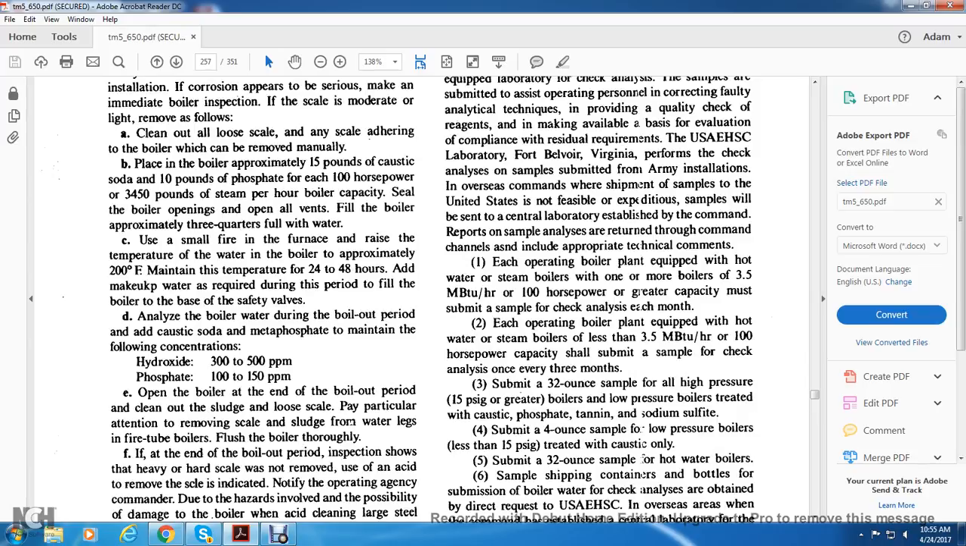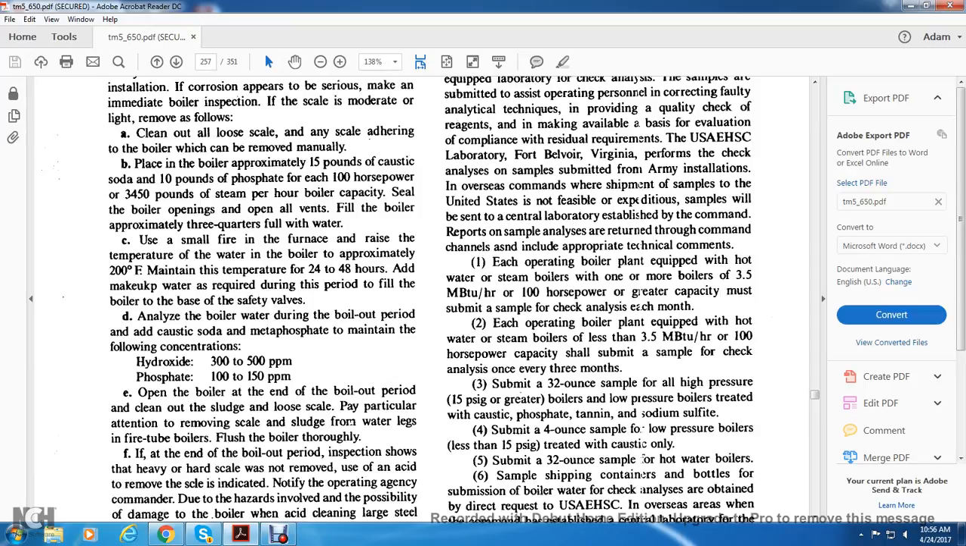Place in approximately 15 pounds of caustic soda and 10 pounds of phosphate for each 100 horsepower, with 3,450 pounds of steam pressure per hour boiler capacity. Seal the boiler openings. Open all the vents and fill the boiler approximately 3/4 full with water. Use a small fire in the furnace to raise the temperature of the water in the boiler to approximately 250 degrees. Maintain the temperature for 24 to 48 hours.